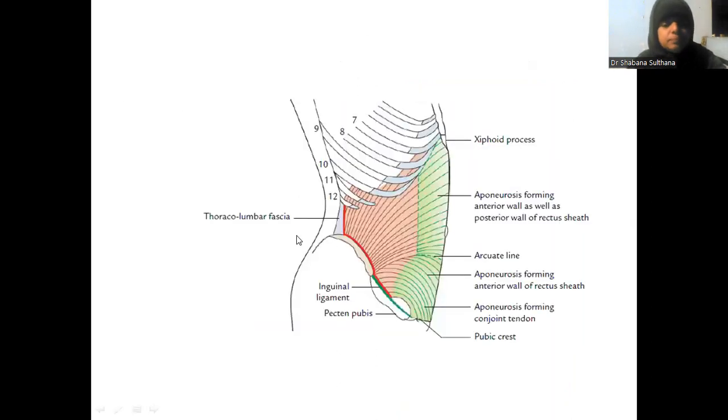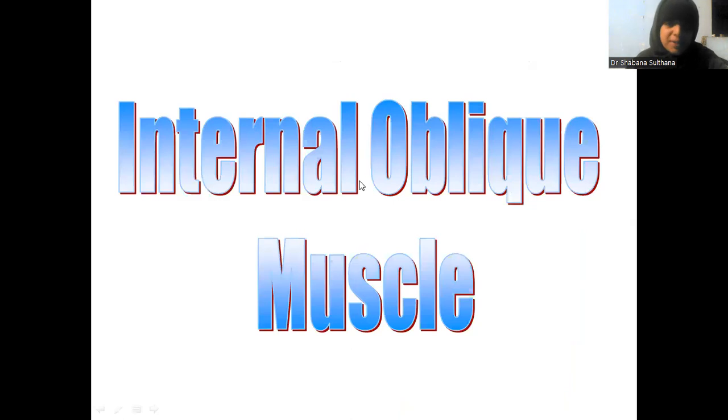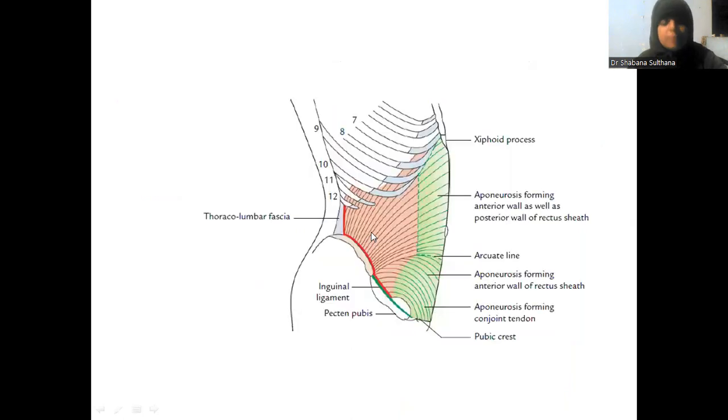Okay. Now, let us see the second muscle. What is this? Internal oblique muscle. Now see, this is the internal oblique muscle. Fibers are quite opposite, about 90 degrees to the external oblique. How they are coming, you can see. This red line is coming from the thoracolumbar fascia. It's coming from the iliac crest and also from the inguinal ligament. And then the muscle fibers are moving forwards and again getting inserted into the linea alba.